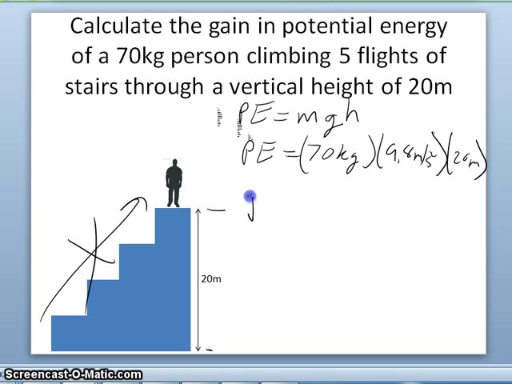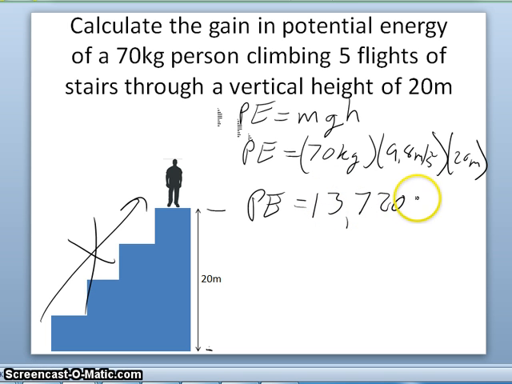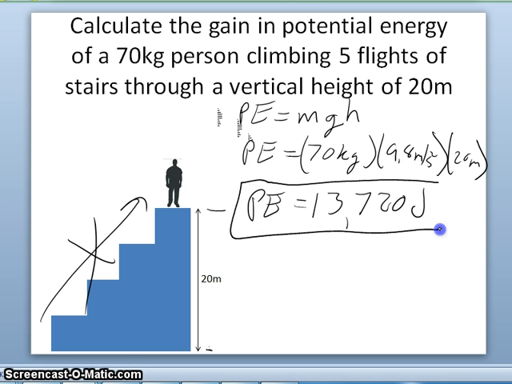So if I do the math, 70 times 9.8 times 20 is equal to 13,720, and we measure potential energy as we measure kinetic energy in joules. So this person has a potential energy of 13,720 joules.